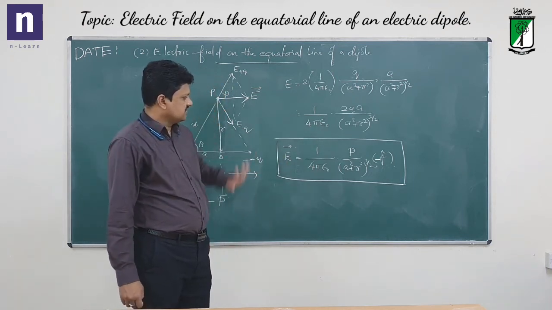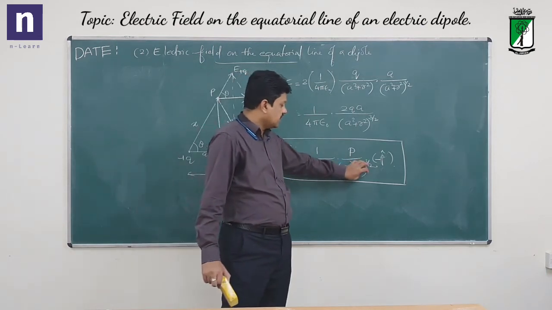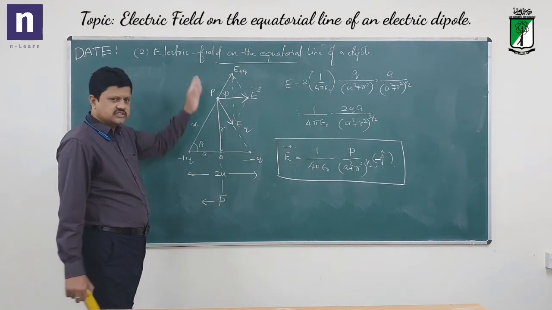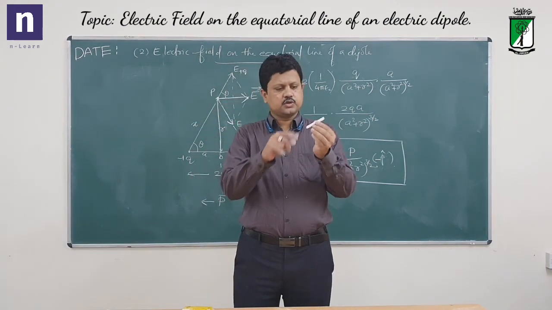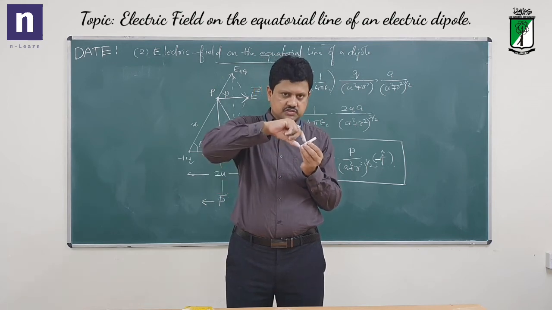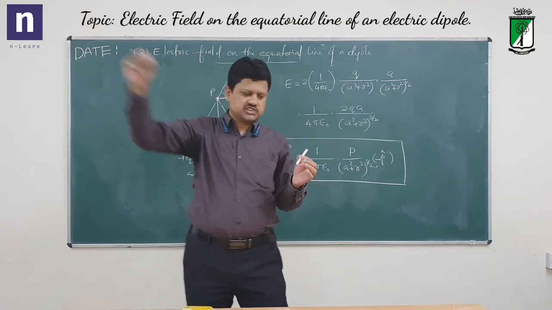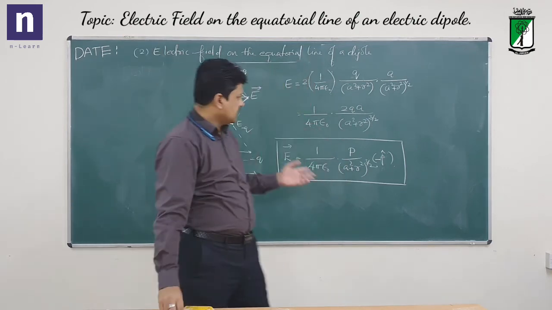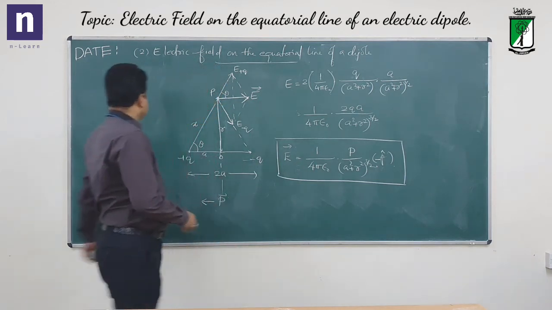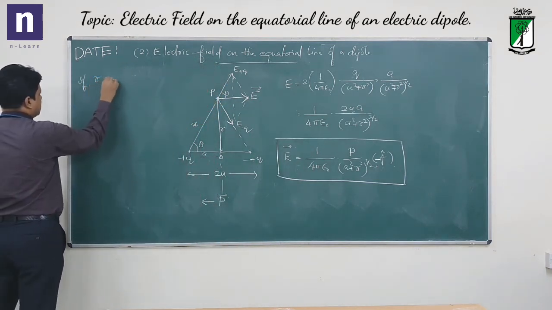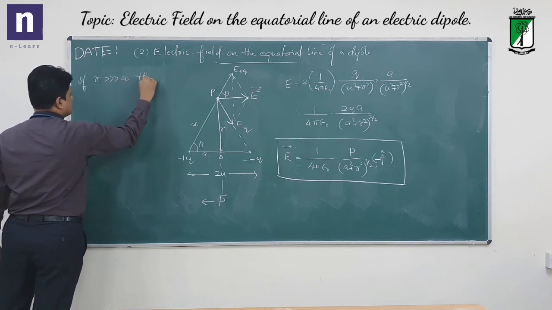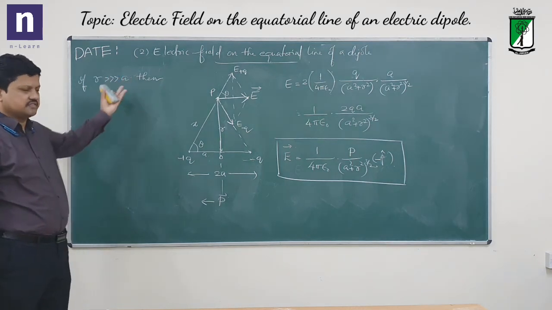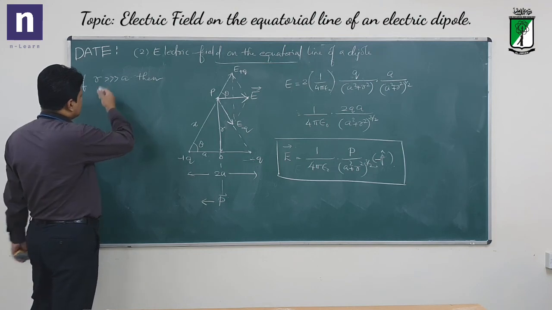So in case I compare the distance r and a, where a is half the dipole length and r is the distance on the equatorial line, assuming that this is a dipole, plus q and minus q, with the center here, the distance is very small, and the point is at a very large distance on the equatorial line. So r is very much greater than a. So in that case, what will be the electric field? If r is very much greater than a, that is, the distance of point P is very much greater than half of the dipole length, then I'll ignore a in presence of r.